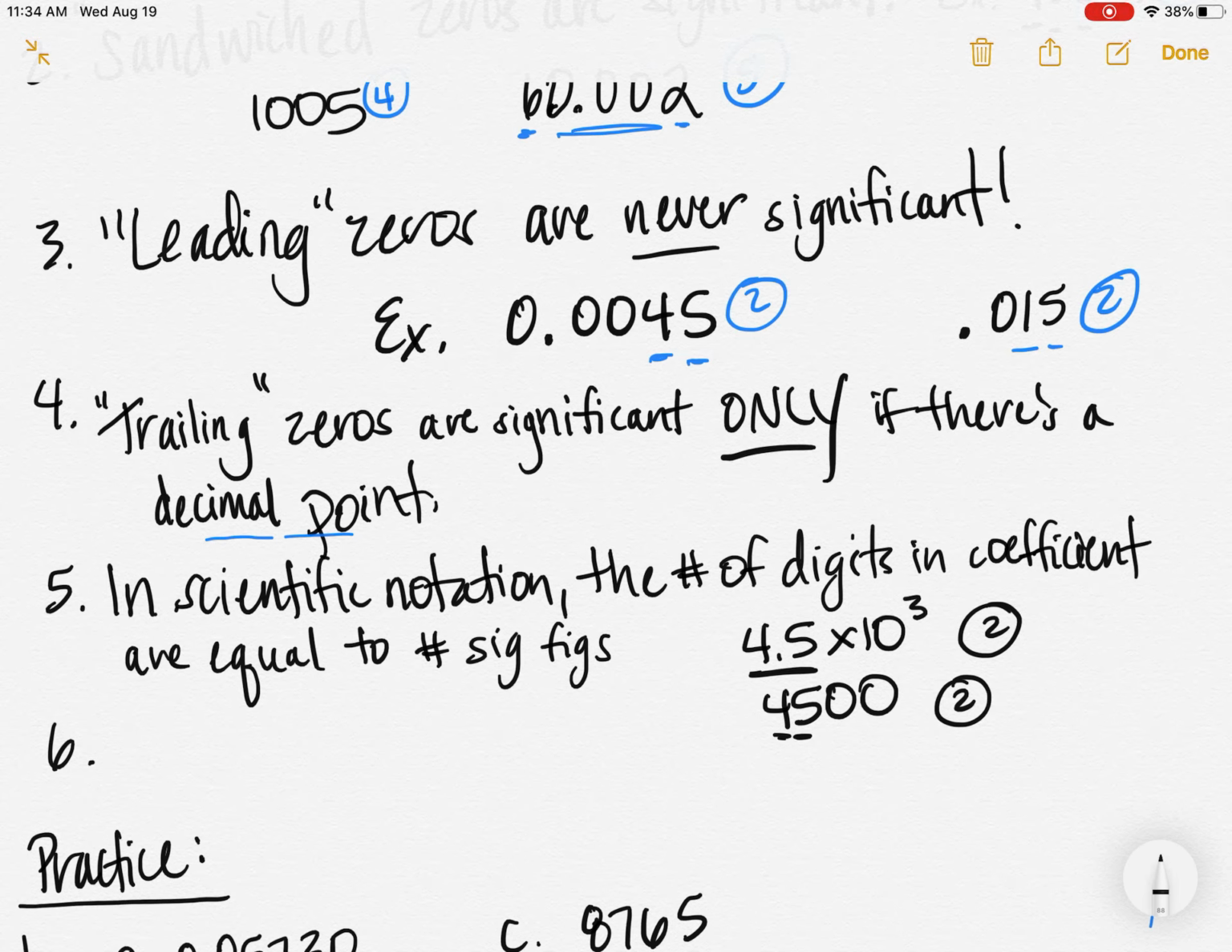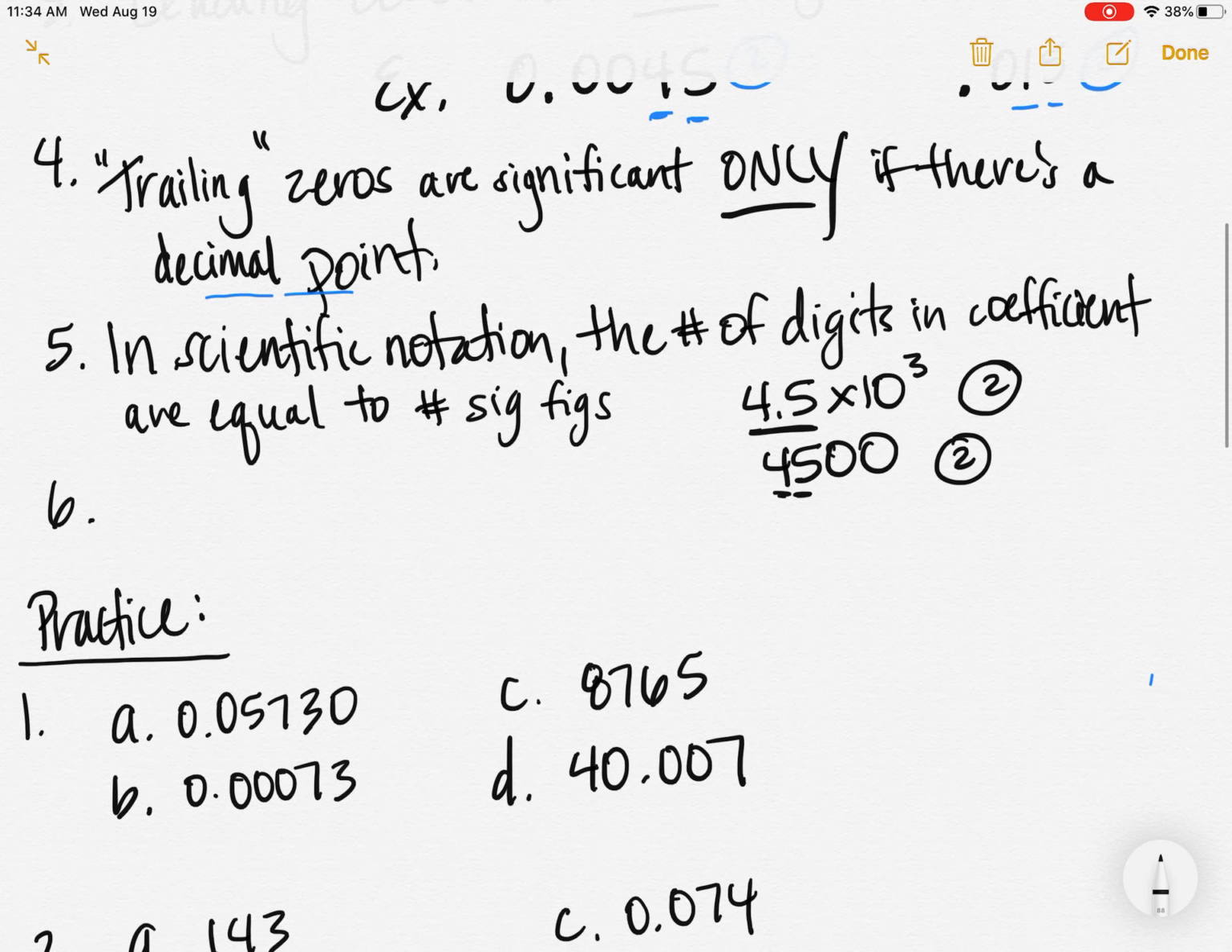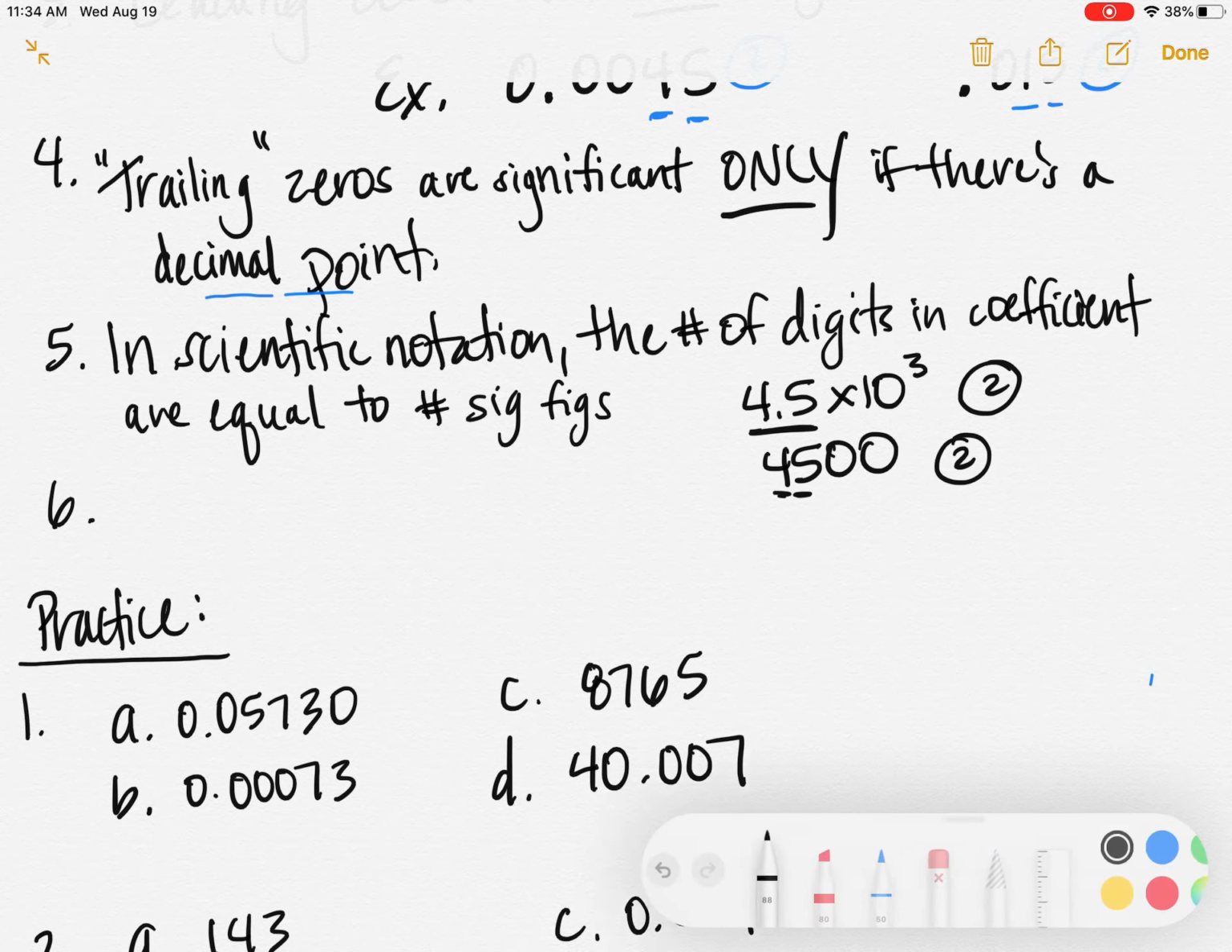So when you see scientific notation, you can take it out and then count, but I would recommend that you just count those digits out in front. It works every time. All right, and then rule 6 is kind of an interesting one, and it's going to come up when we do calculations.